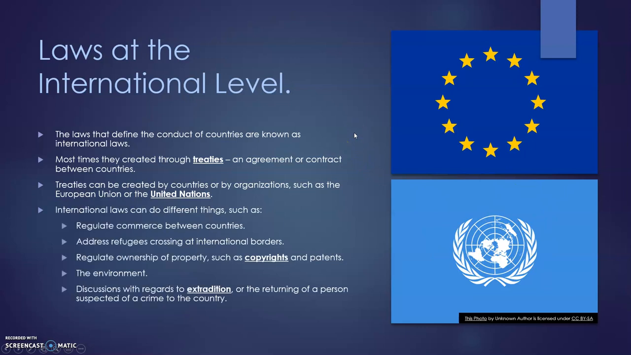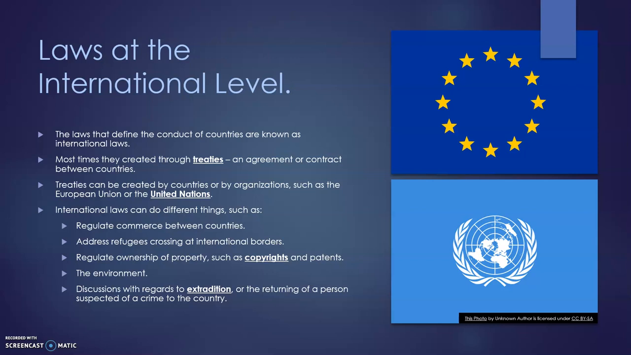International laws can do different things, such as regulate commerce between countries, address refugees crossing international borders, regulate ownership of property, such as copyrights and patents. It can discuss the environment, and it can deal with extradition. Extradition is the returning of a person suspected of a crime to the country.